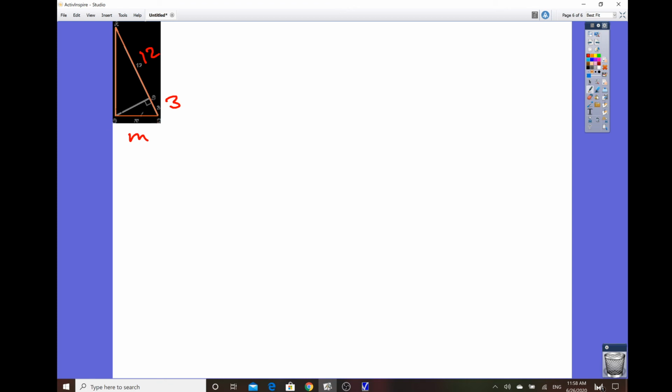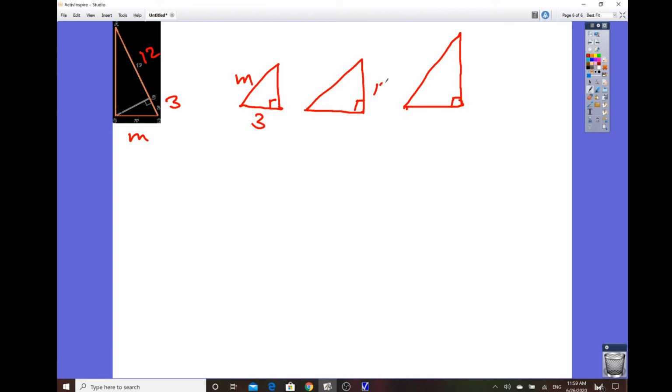So just redraw the figure. Just separate them. So we do have a small right triangle, and then the medium one, and then obviously the largest one. They're all considered right triangles. For the small right triangle, we do have the base, which is 3. Hypotenuse, it's m. And then for the medium triangle, the only thing that we know is the height, 12. The base we don't know, the hypotenuse we don't know.